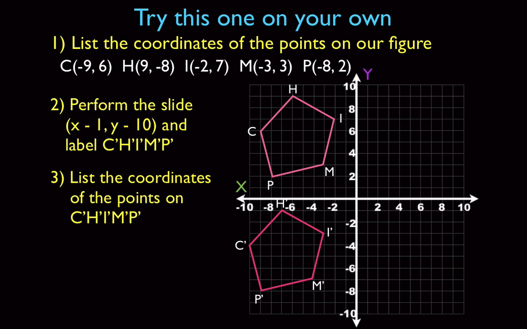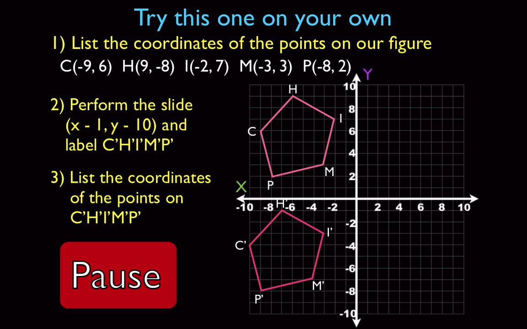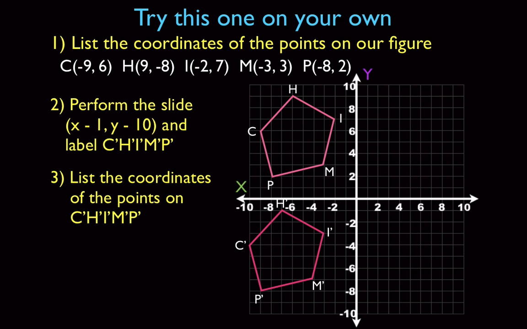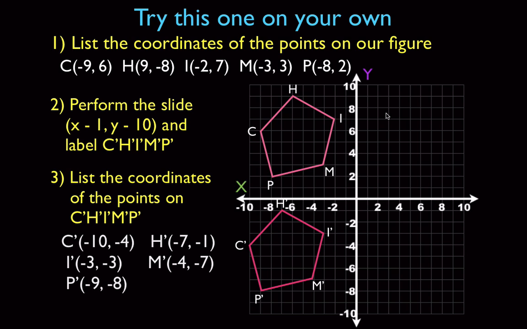Lastly, label my points. Hopefully you guys labeled the points now. C prime is negative 10, negative 4, and you can check the rest of your answers as well.